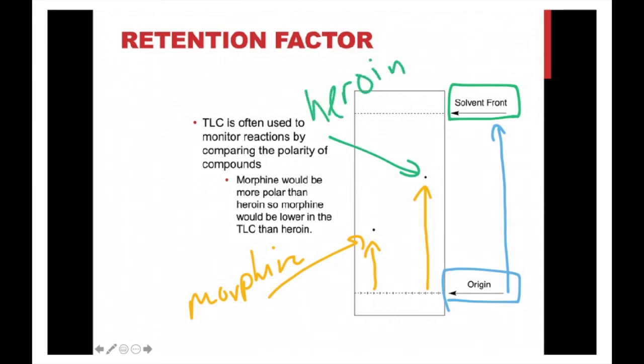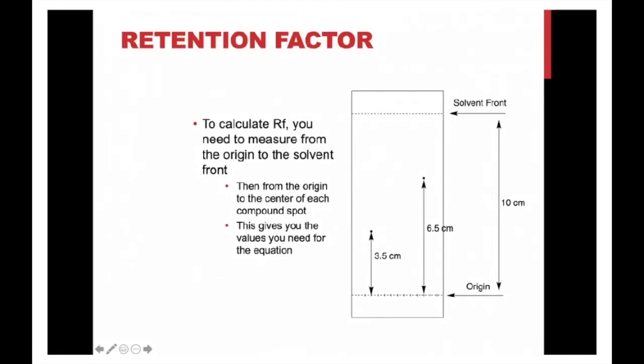All right. So let's get some actual numbers in here so we can do our RF calculations. So here we have some numbers for you. If you were doing this in the lab, you would be able to see your spots, and you would take a ruler and measure from the origin, which you marked beforehand, to the middle of your compound spot. And you do that for each compound. Right? And then you would measure from the origin to the solvent front. So you have to mark the solvent front when you're done doing your TLC plate.